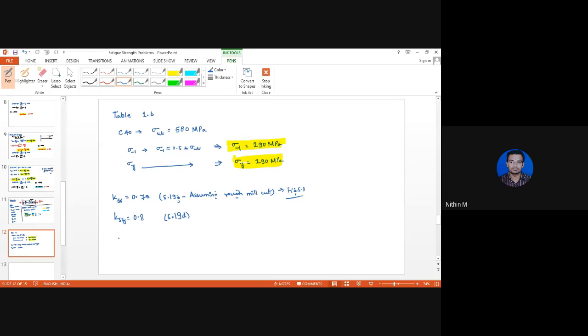Then lastly, how do you calculate KLD? That is the load factor. Load factor can be calculated by equation 5.19L. If you make use of equation 5.19L, in this particular case, the load is bending in nature. So the load factor will be equal to 1.